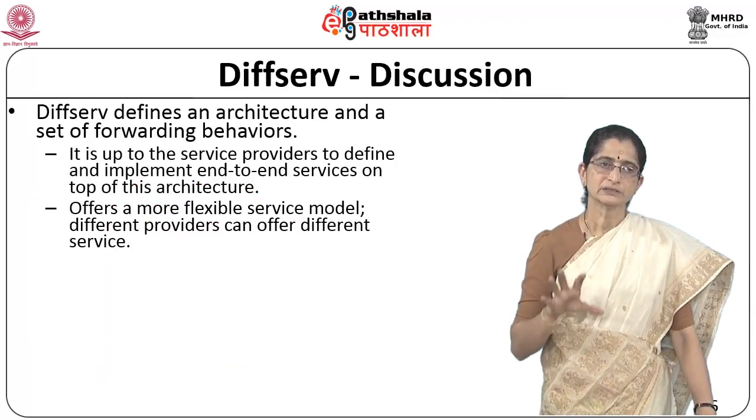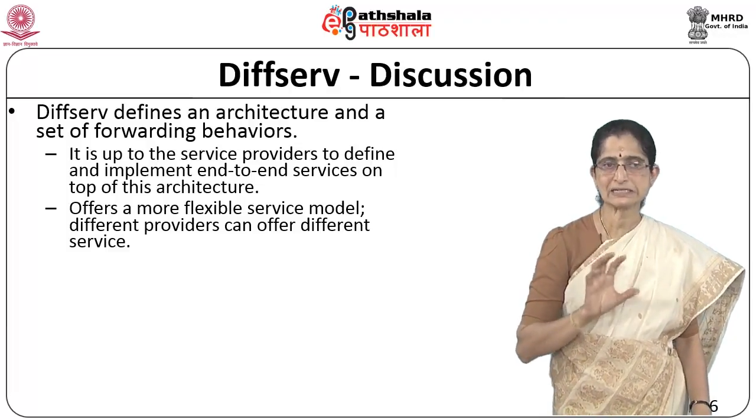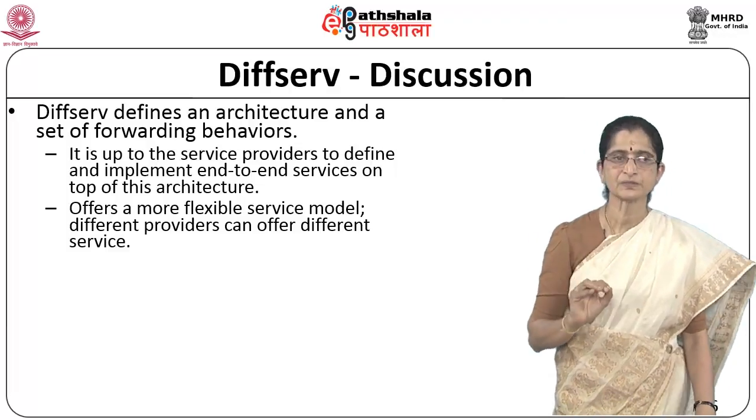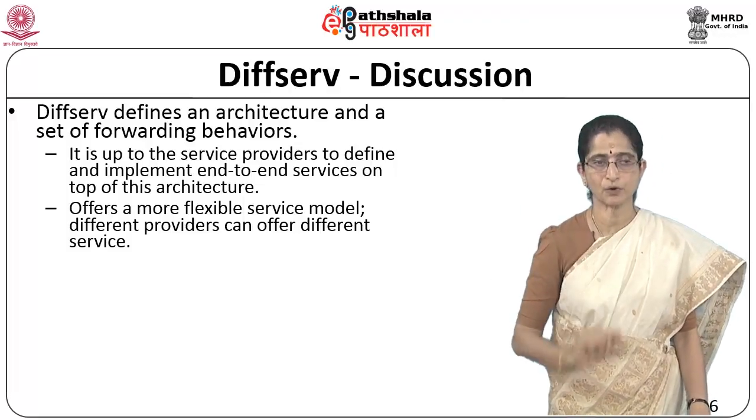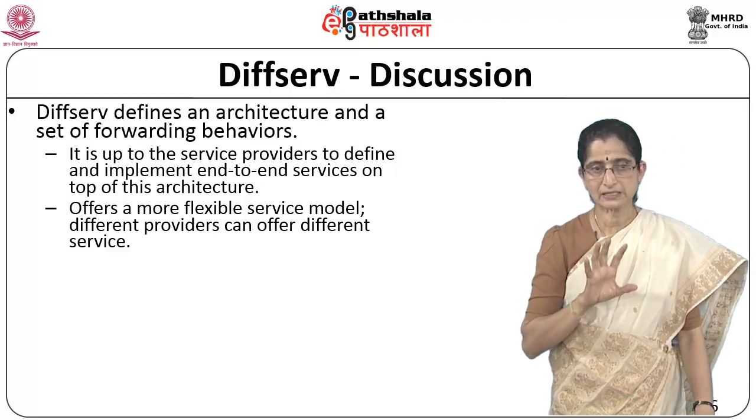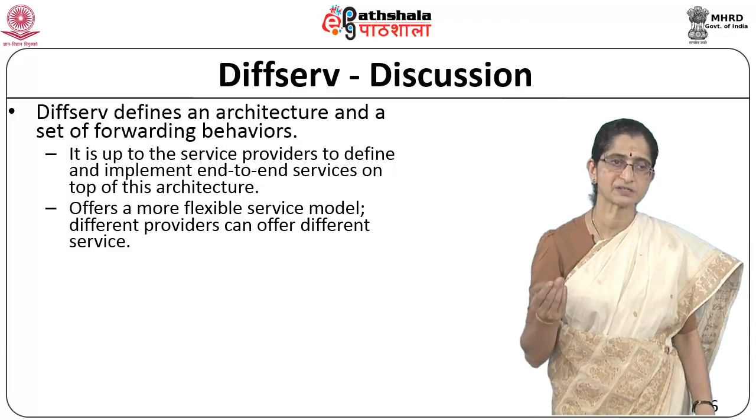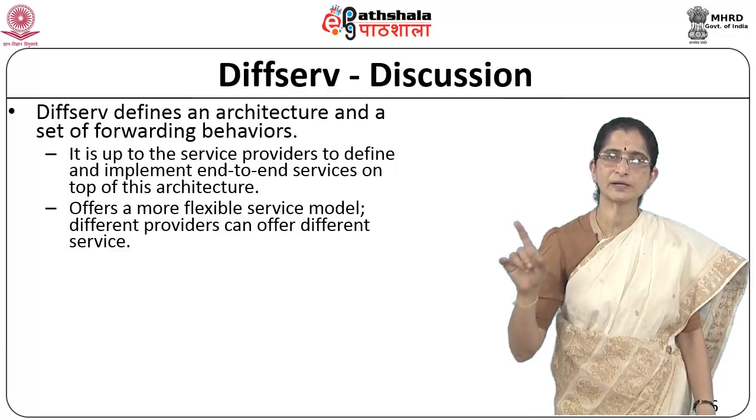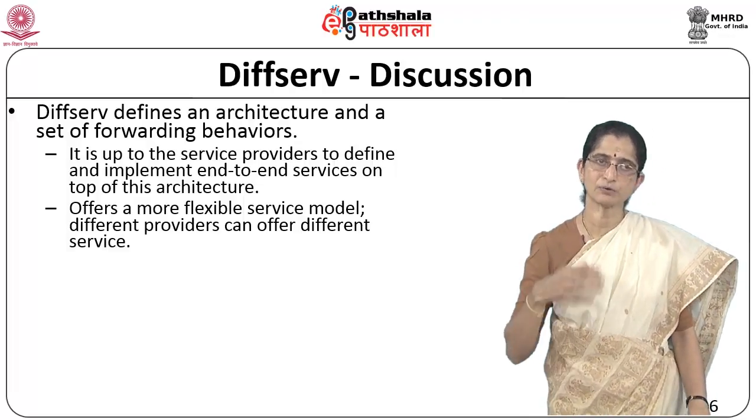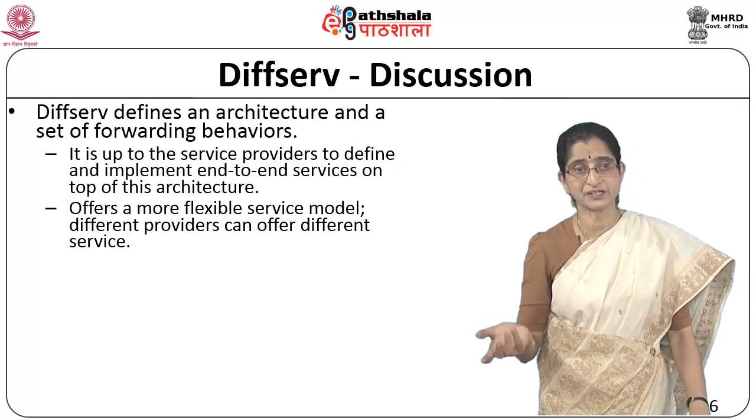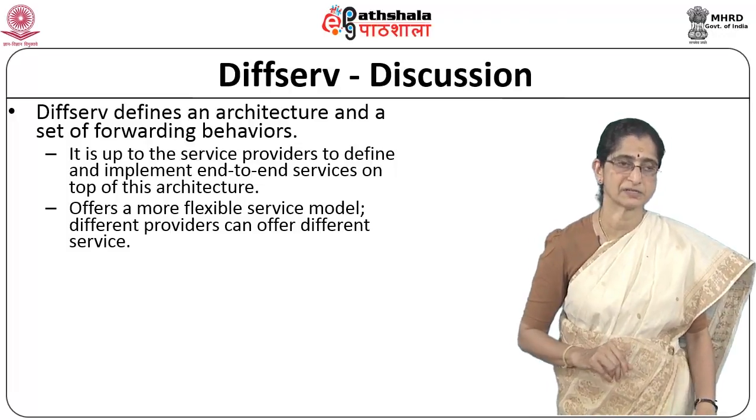So, what DiffServ does, in order to take care of all these things, is define an architecture and a set of what are called forwarding behaviors, that is how the packets must be forwarded. It does not give any details of how these are to be implemented. Which means it is up to the service providers to define and implement the end-to-end services on top of this architecture. So it is a more flexible service model, because different providers can offer different services and implement them in different ways. So you have flexibility in terms of how this is implemented.